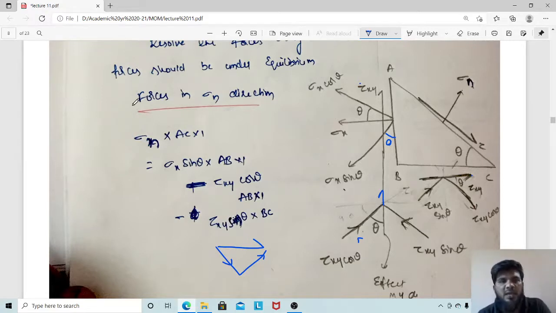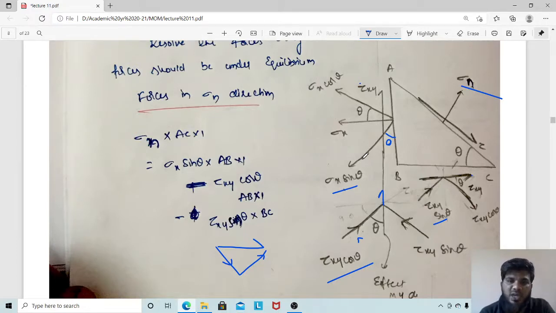So again, we have to resolve the forces along the sigma n direction and tau direction. What is sigma n into AC into 1? Similarly, sigma x, what is in the direction of sigma n is this force. Next, this force and this force. Clear? So sigma x sin theta into AB into 1. Why is it AB into 1? Since it is acting on the area AB. Similarly, see the direction. This and this are opposite directions. So minus tau xy cos theta into AB into 1. Next we come to this force. This and this are also in opposite directions.